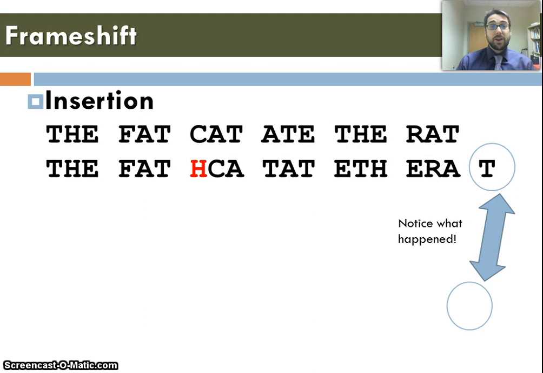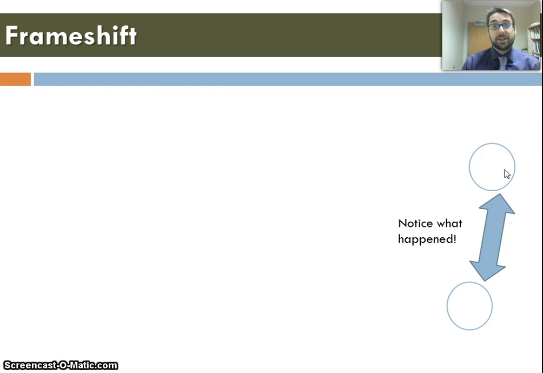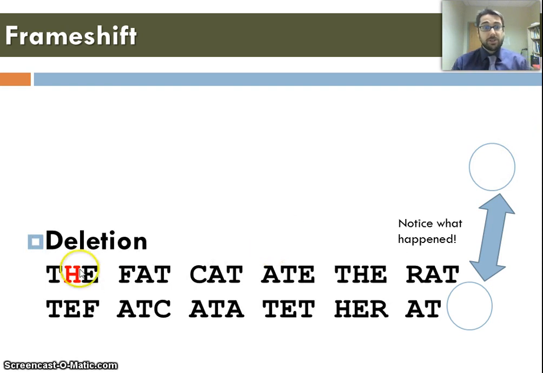But here's where we get the big frame shift. Adding one letter, like this H, shifts everything down, and so therefore we have 1, 2, 3, 4 different amino acids that are different than what we started with. And I want you to notice that there's an extra letter at the end. This can help you identify which one you're looking at. Same thing with deletion. I just delete one letter. We have 1, 2, 3, 4, 5 different amino acids that are different here. So again, everything's shifted because you still read your codons in groups of 3.